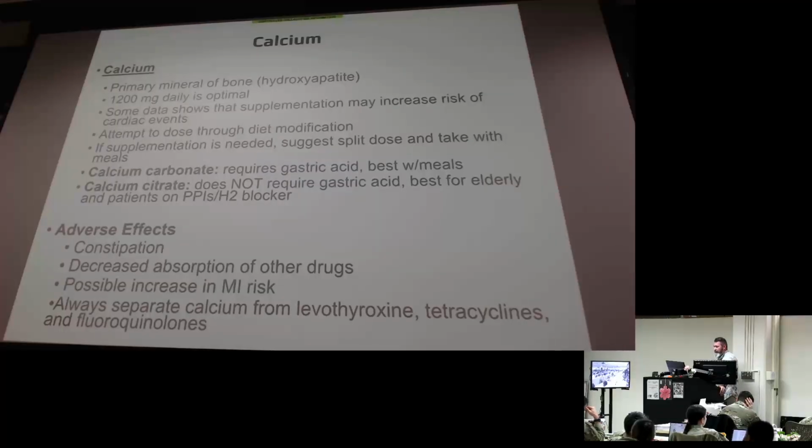Like I said, make sure you're aware of the adverse effects of taking calcium. If you have a patient on levothyroxine, you just separate it by a couple of hours, and we'll talk about its use. That's a preview of things to come when we talk about thyroid. And then tetracyclines, those antibiotics, and fluoroquinolones, those antibiotics. That's a good board question always. So you just separate it by a couple of hours.